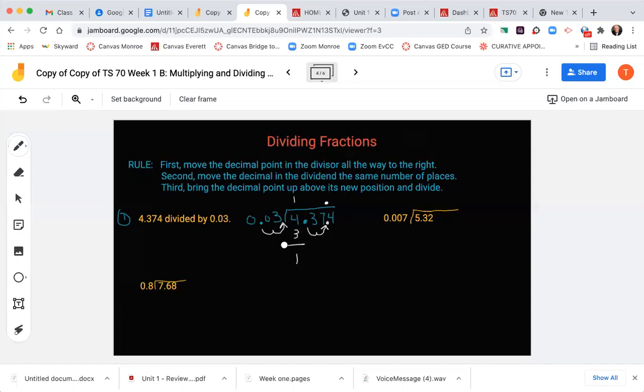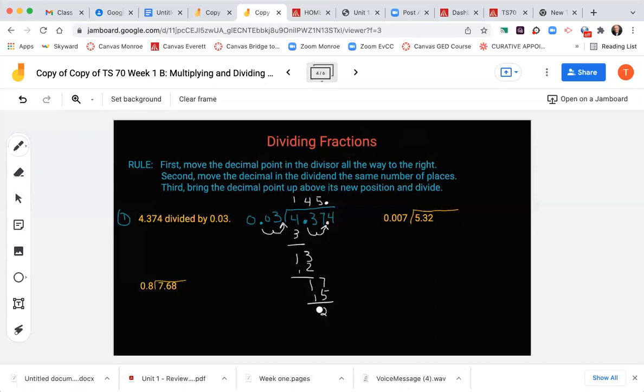Step 1 is to divide. Will 3 divide into 1? Nope. Bring down 3. 3 goes into 13 4 times. 4 times 3 is 12. Subtract and I get a 1. Will 3 divide into 1? No. Bring down the 7. 3 goes into 17 5 times. 5 times 3 is 15. Subtract and get a 2.